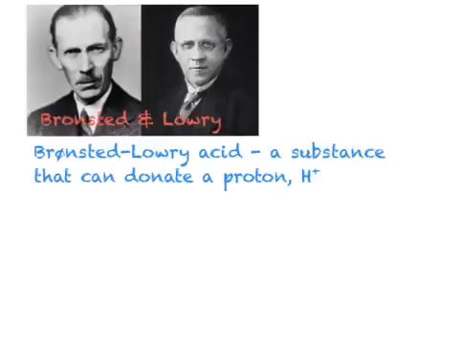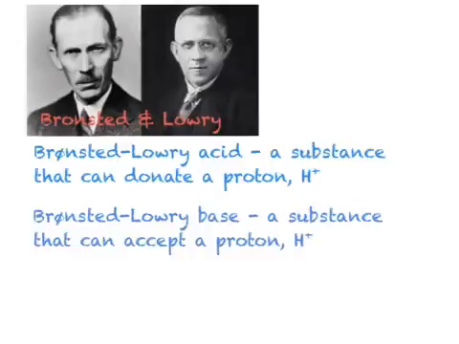In 1923, Johannes Bronsted and Thomas Lowry individually proposed a set of new definitions for acids and bases, which are now known as either Bronsted-Lowry acids or Bronsted-Lowry bases, and at A-level there are definitions you will need to know. A Bronsted-Lowry acid is a substance that can donate a proton, otherwise known as a proton donor. A Bronsted-Lowry base is a substance that can accept a proton, or a proton acceptor.